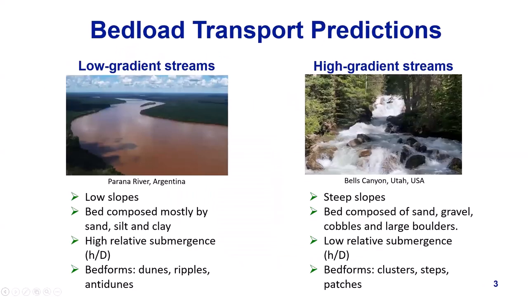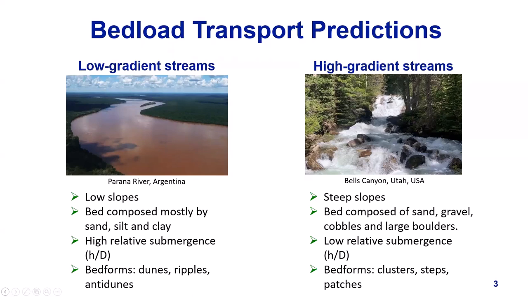So in nature, we have two types of streams, low-gradient streams and high-gradient streams. They are quite different, as you can see on the figure. Basically, low-gradient streams possess lower slopes, and are composed mostly of sand, silt, and clay. They have high relative submergence, which means that the water depth is much larger than the characteristic diameter of the sediments. And the bed forms are easier to characterize, which are usually dunes, antidunes, and ripples.